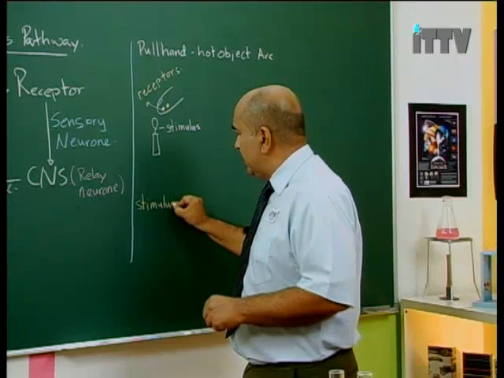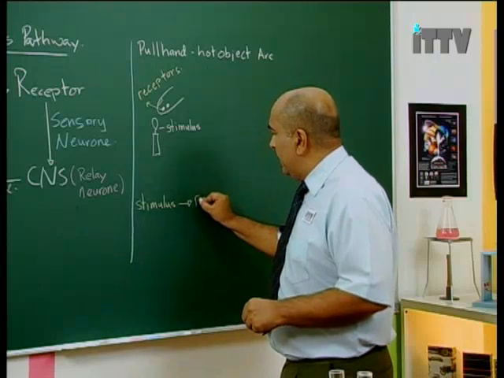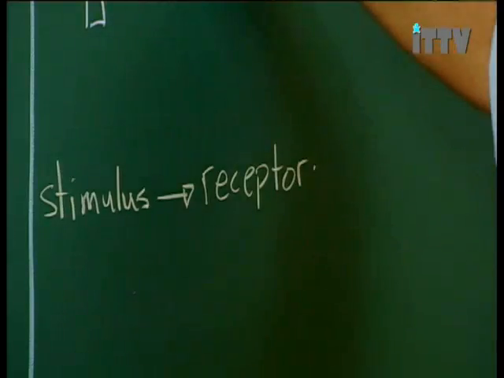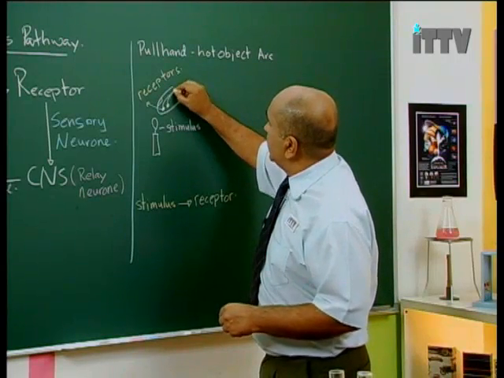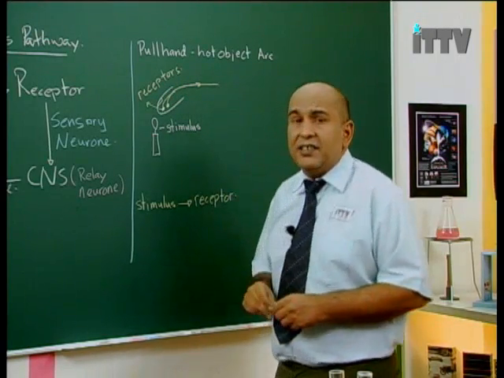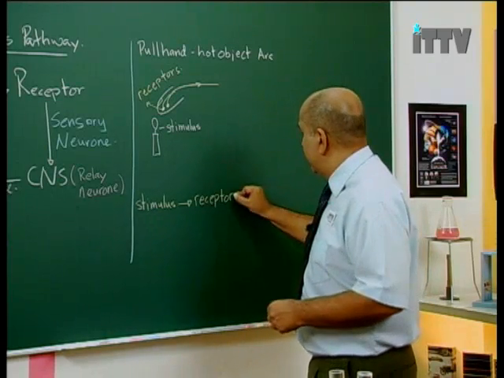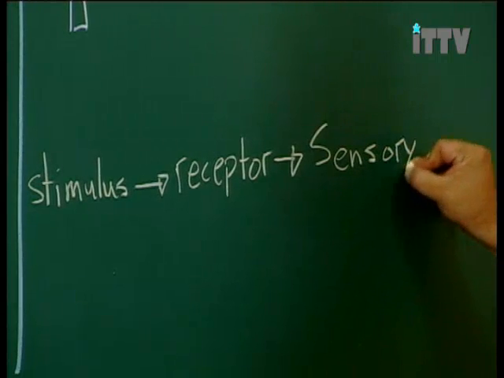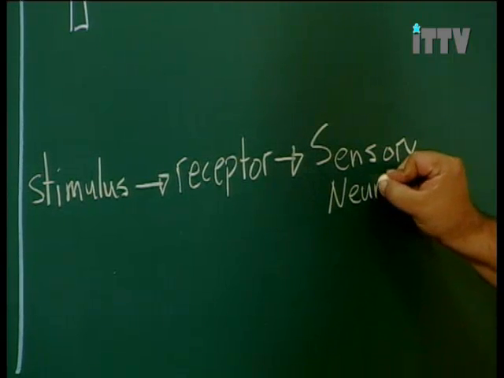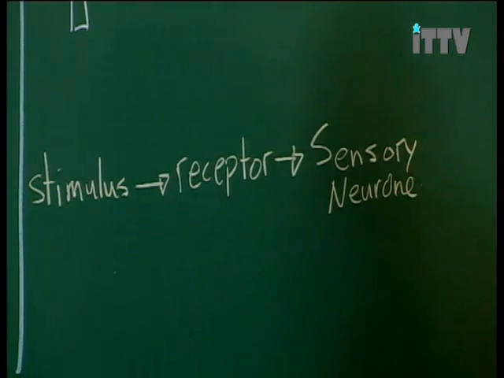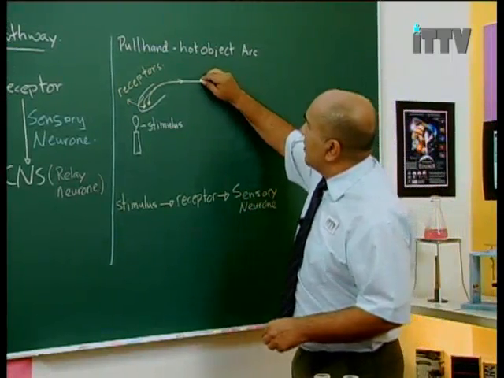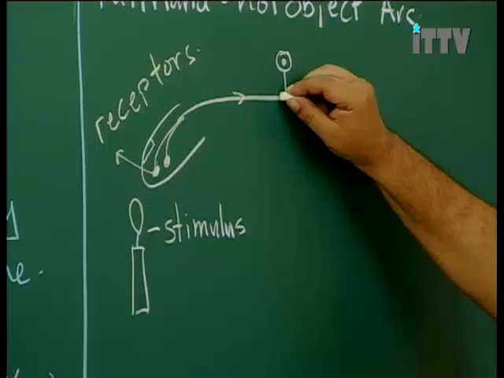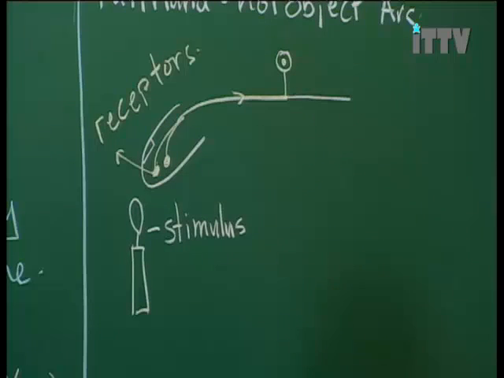We get a stimulus that is detected by a receptor. These receptors will send an impulse along the sensory neuron. So we're flying along in the sensory neuron. Remember, the sensory neuron's cell body is outside, like so. Then this will enter into the spinal cord. Let's draw the spinal cord in over here.